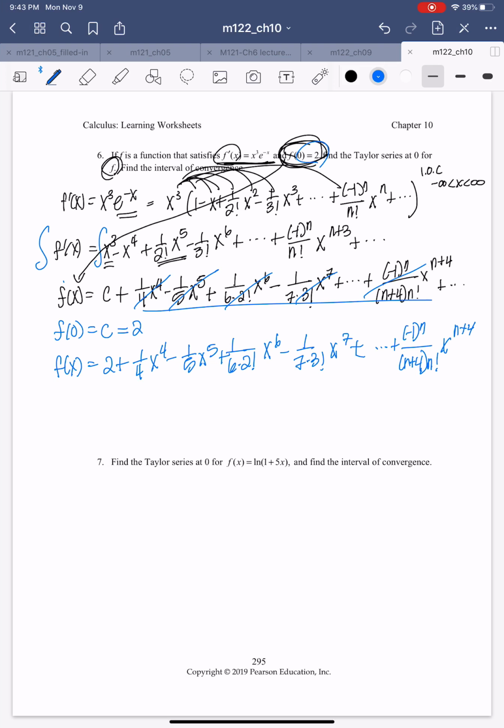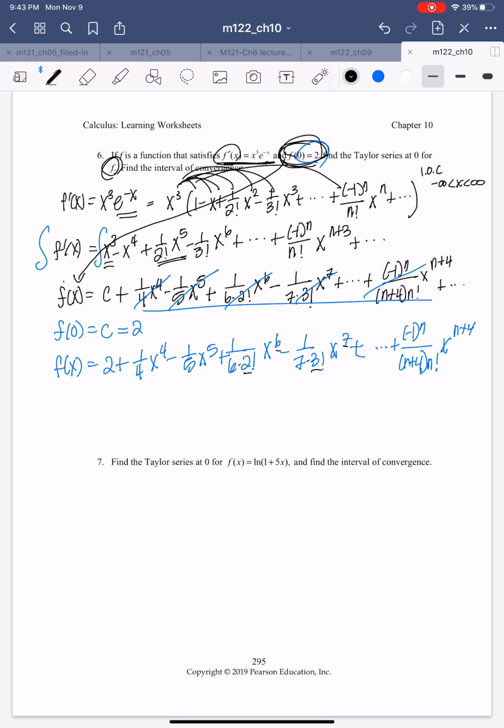Now, how did I know that it's n plus 4? That's another question, and you can look at the pattern. Look at the power, 6 and 2. So 2 plus 4 is 6. 3 plus 7, right? So you see the pattern of n plus 4. That's how I figured it out.